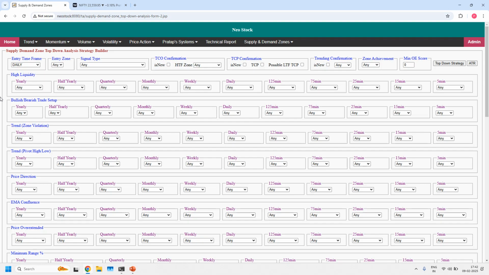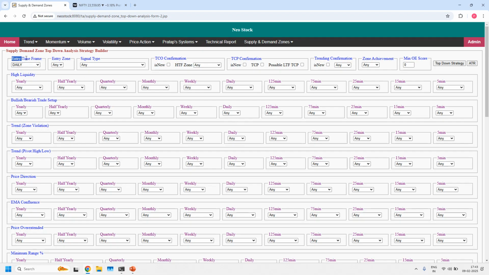And for the ITF trend you will be using uptrend for bullish or downtrend for bearish. And for the HTF trend you will be using either up or sideways for bullish, or either down or sideways for bearish trade setup. After that, price direction, everything will be taken care of by our software, especially this parameter, the bullish and bearish trade setup parameter.